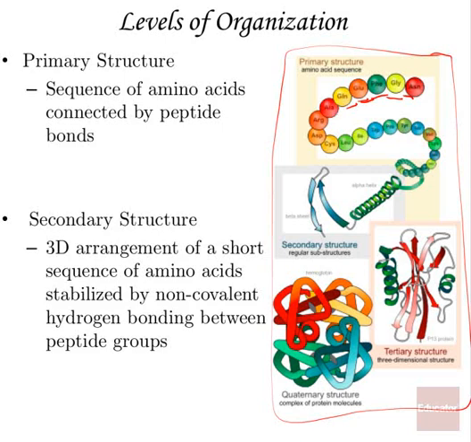The next part is secondary structure. Now this is just local 3D structure. So it's the arrangement of just a short sequence of the entire polypeptide into something that we're likely going to see as an alpha helix or a beta pleated sheet or turns and loops. All right? And this is important because it's stabilized by non-covalent hydrogen bonding. Okay, and that occurs between the peptide groups.